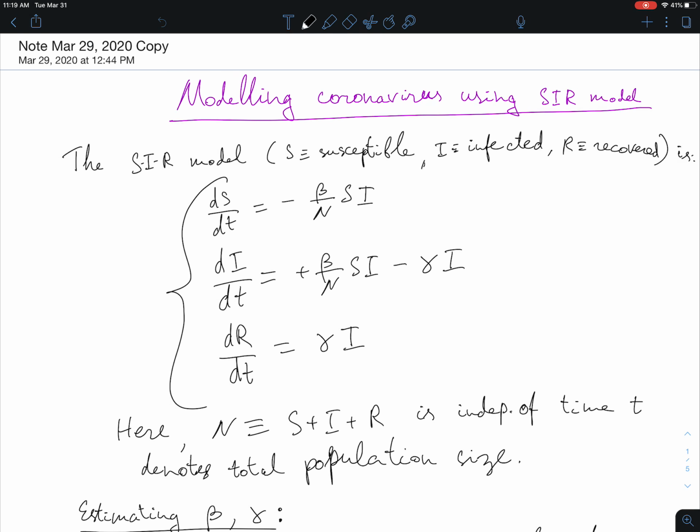Hi, everybody. So let me introduce the SIR model of epidemics motivated by this coronavirus outbreak. And we're going to try to model the progression of this epidemic, in this case in Italy, but we'll substitute other places as well later on. Okay, so this is the model here.